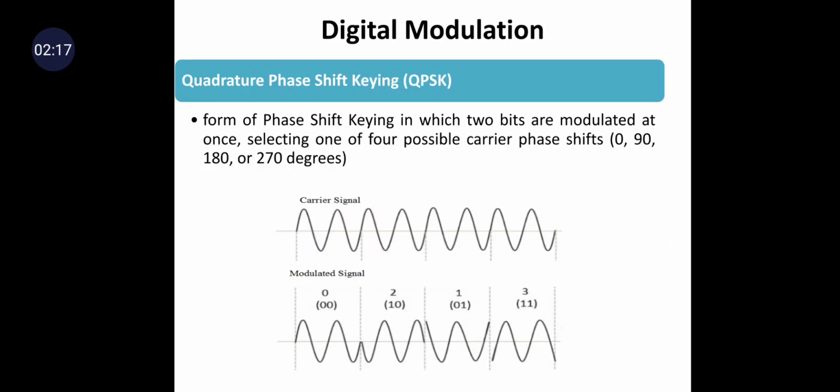And the next type is quadrature phase shift keying, that is QPSK. It is a form of PSK signal in which two bits are modulated at once, selecting one of four possible carrier phase shifts. They are 0, 90 degrees, 180 degrees and 270 degrees.